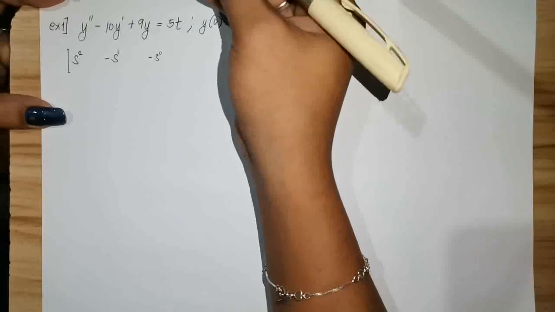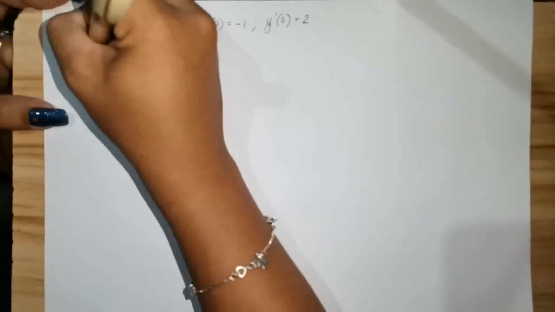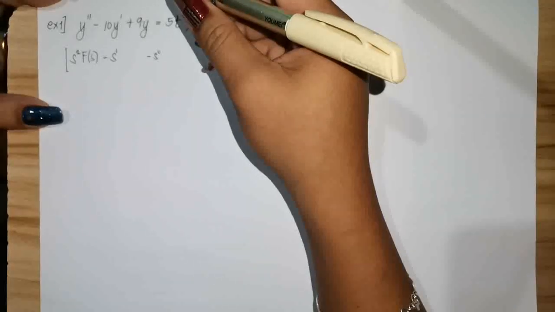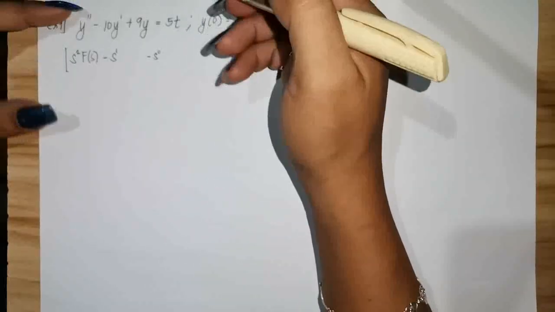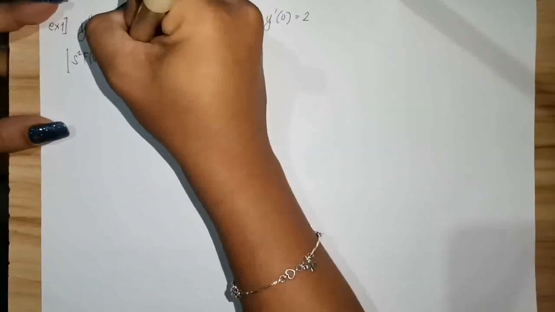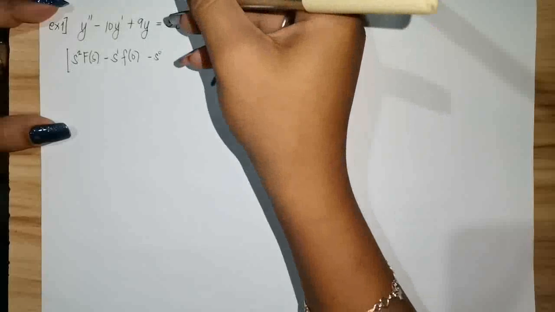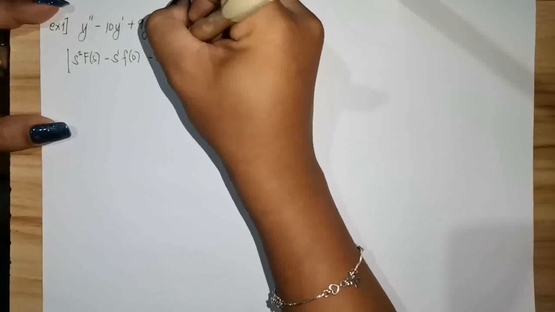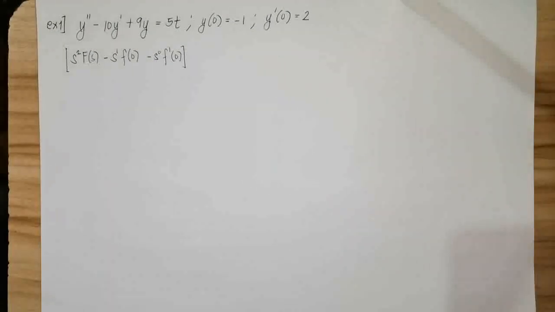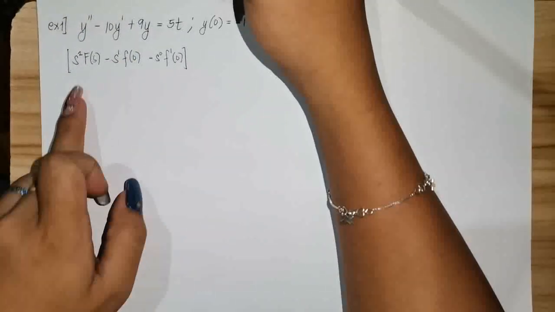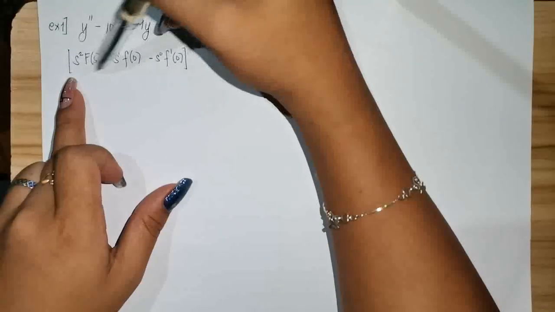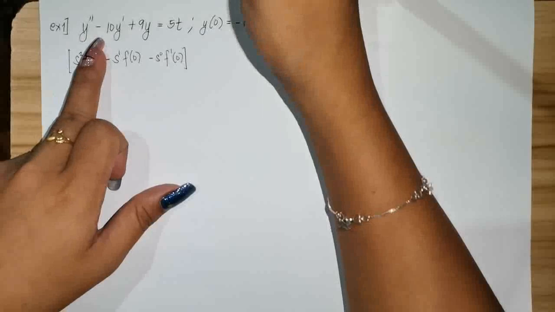Tama? Then the first term must be multiplied by the f of s, then the second term must be multiplied by the f of 0, then the third term must be multiplied by the f prime of 0. So, ito pa lang yung equivalent nung first term natin sa differential equation. So, this is the Laplace transform of the second derivative.